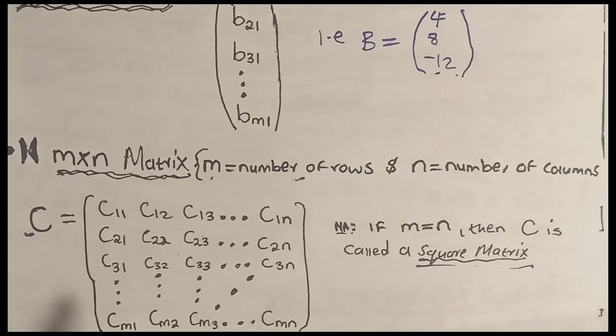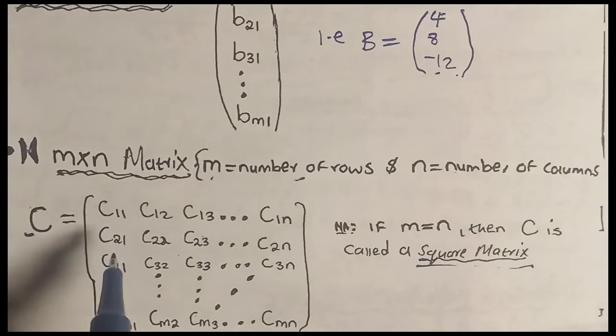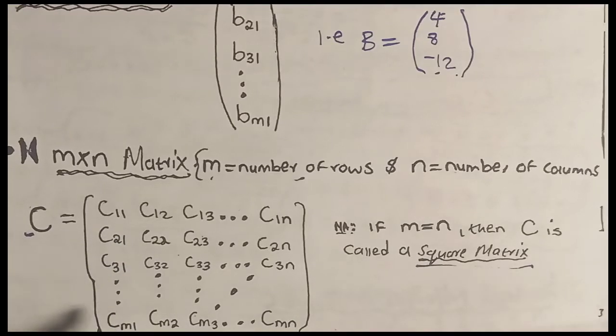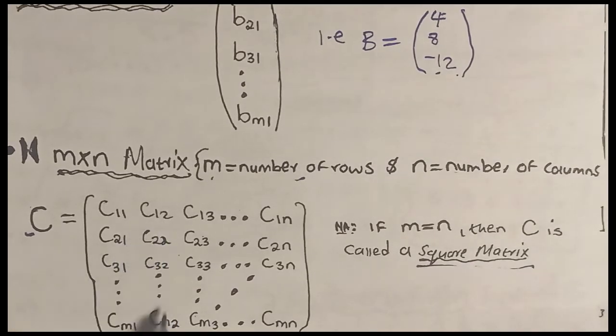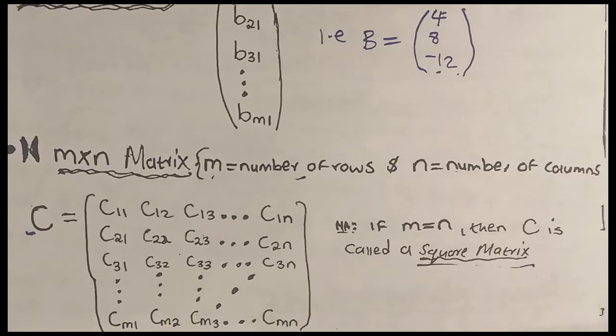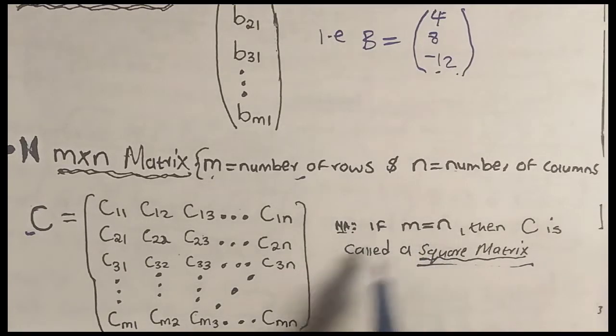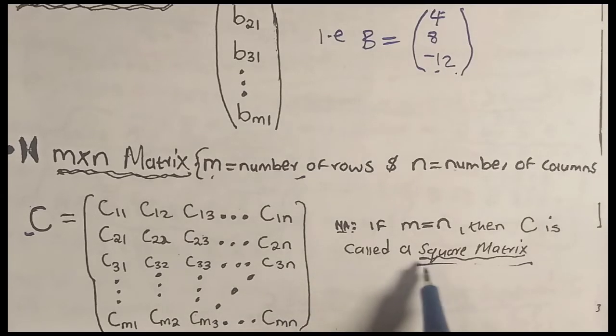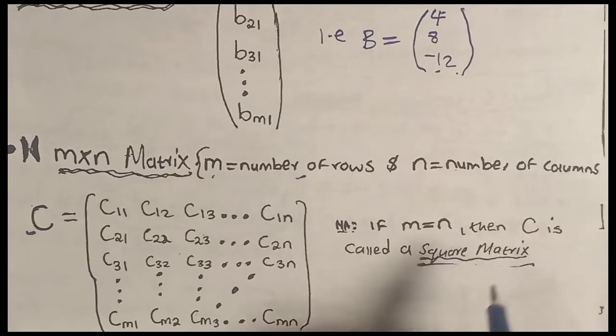Similarly, on the first column, as you can see, you have C11, C21, C31, until CM1. And on the second column, you can see C12, C22, C32 until CM2, until you arrive at the nth column. So this matrix just depends on how many rows and columns you have. But if the number of rows and the number of columns are the same, then we have a special case. This matrix will be called a square matrix.